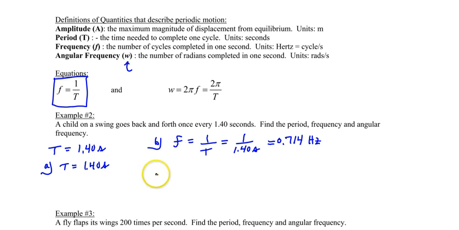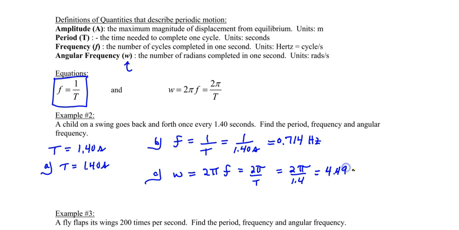And the last part is the angular frequency. That's 2 pi times the frequency, or you could do 2 pi divided by T. It's up to you. So 2 pi divided by 1.4, which gives you 4.49 rads per second.